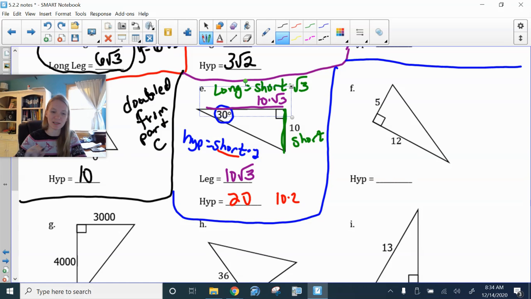Remember, the hypotenuse is the biggest side in the picture. So 20 should be the largest number. And if we weren't sure if 20 is bigger than 10 root 3, we could always type it in the calculator and see what the decimal comes up to be.